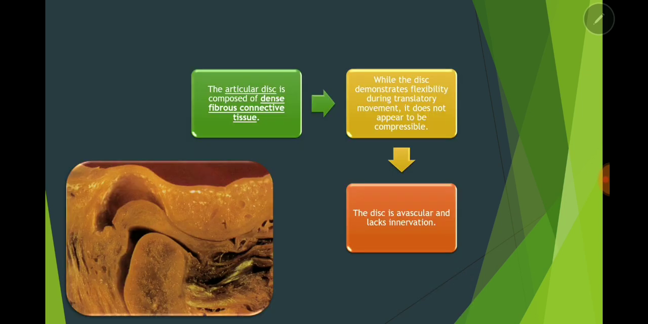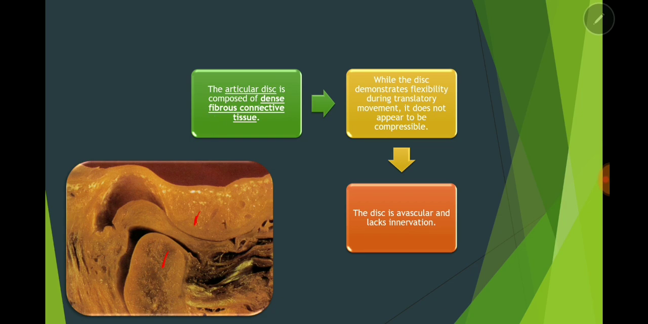So you can see here the condyle has translated onto the articular eminence. You have the condyle here, and you have the disc. Nice picture here.